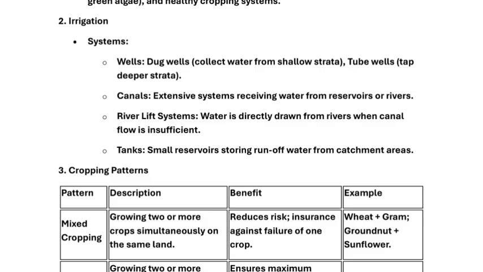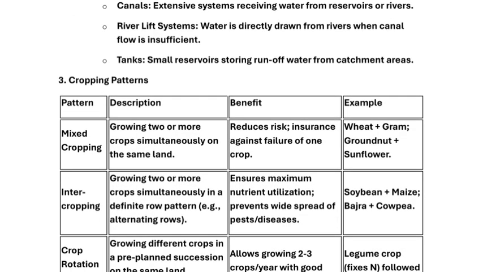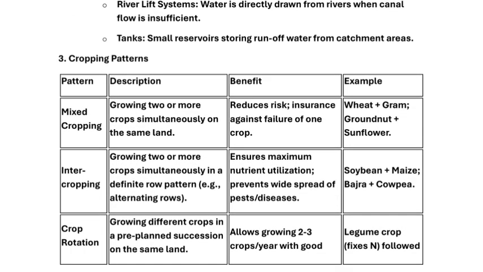2. Irrigation systems. Wells: dug wells collect water from shallow strata, tube wells tap deeper strata. Canals: extensive systems receiving water from reservoirs or rivers. River lift systems: water is directly drawn from rivers when canal flow is insufficient. Tanks: small reservoirs storing runoff water from catchment areas.